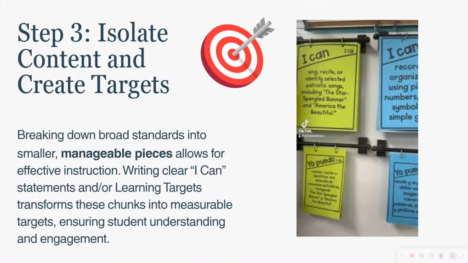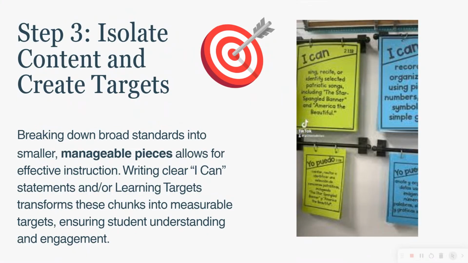In step 3, we isolate content and create learning targets. By breaking down broad standards into smaller, more manageable pieces, we allow for more effective instruction by writing clear I can statements and learning targets. We transform our chunked standards into measurable targets, thereby optimizing student understanding and engagement.